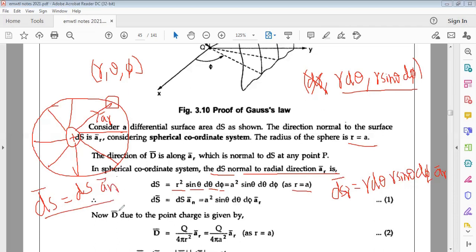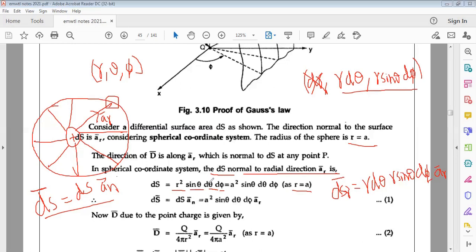It is a formula actually: dS bar is equal to dS into an bar. Without the vector form, it is a scalar: dS is equal to dS only. Whenever it is a vector, it has both magnitude and direction. The direction is the an bar direction. Okay, dS into an bar.